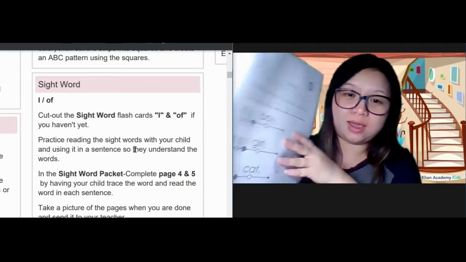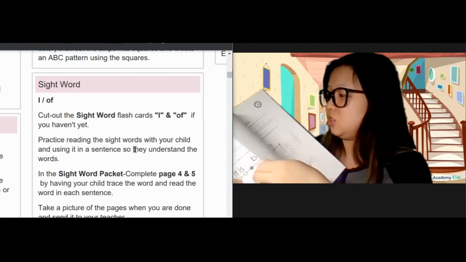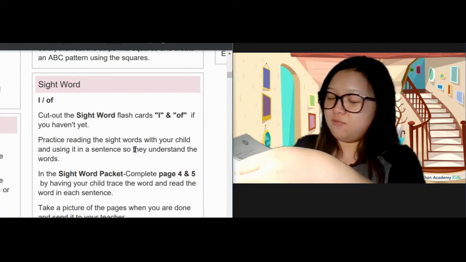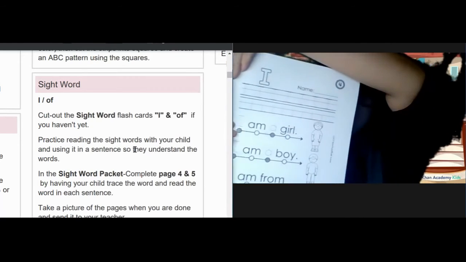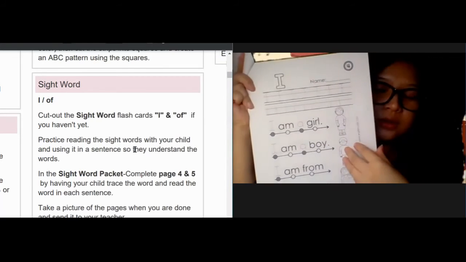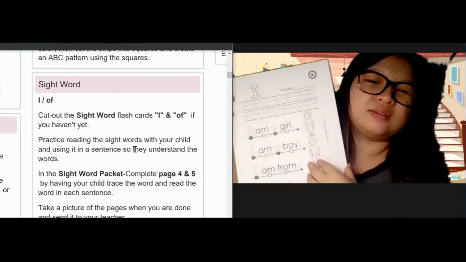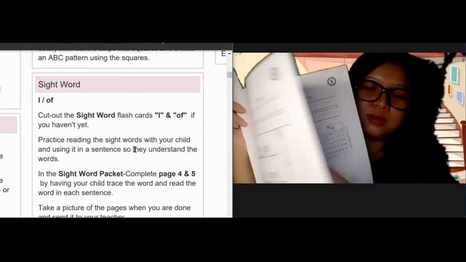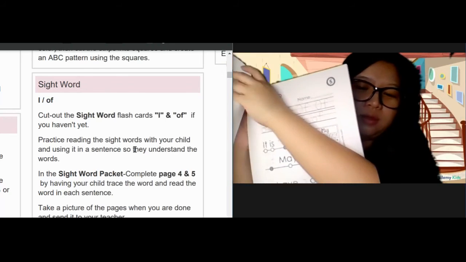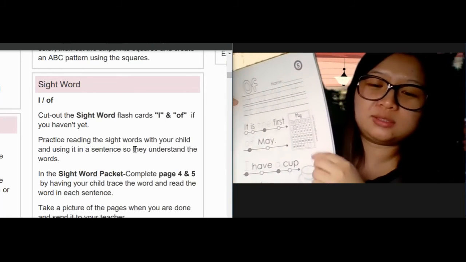So this is your packet, and you can look for the word I and of, and it should be on page 4 and 5. So this is I, page 4. You can practice tracing the word I, and you can practice reading them. And then this is the word of. You can practice tracing the word and practice reading it in the sentence.